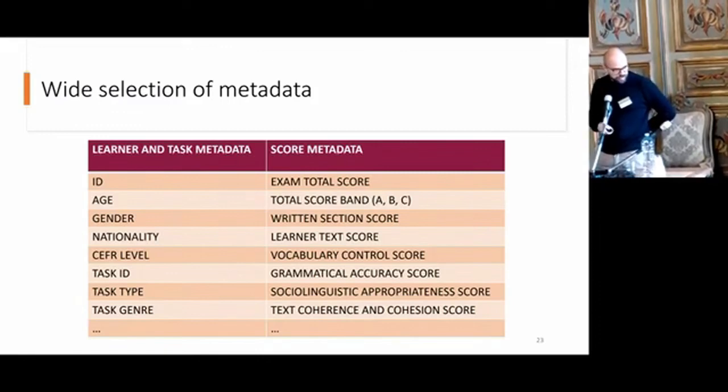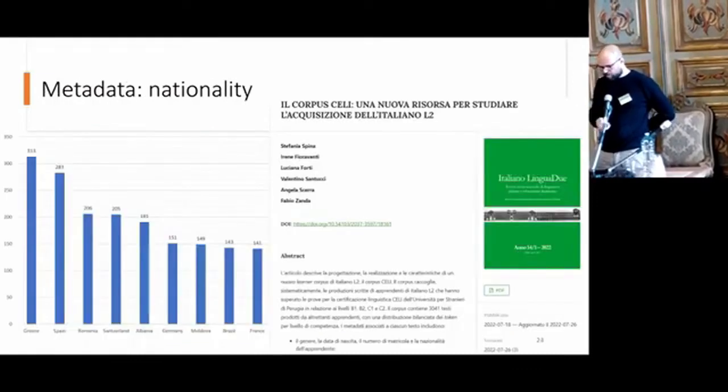We cannot go into detail with all of them. I'm gonna just focus on one of them, just to give you a hint. For the nationalities, we had more than 85 different nationalities, and here in the bar plot you can see the most represented ones. But an article can be found in the journal Italiano Lingua 2 for all of the details.